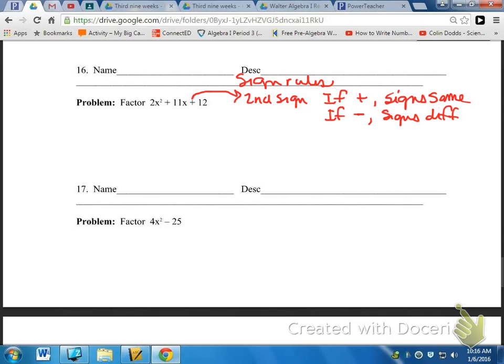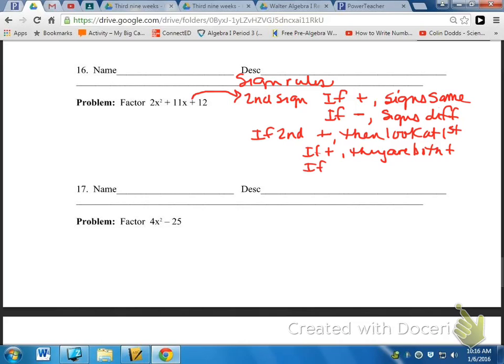Now the next part is conditional upon the first part. If the second sign is positive, just like it is right here, then you look at the first. If that's positive, they are both plus. And if it is negative, they are both minus.